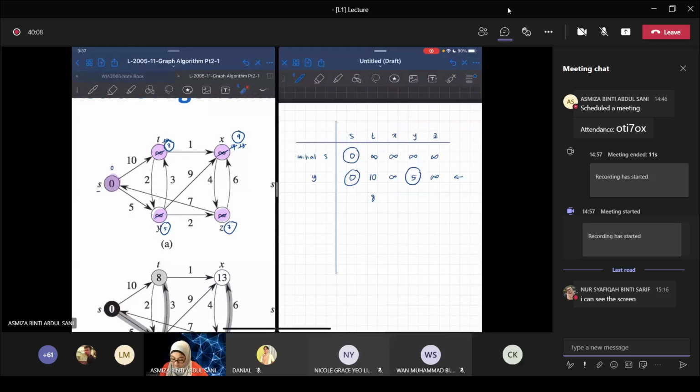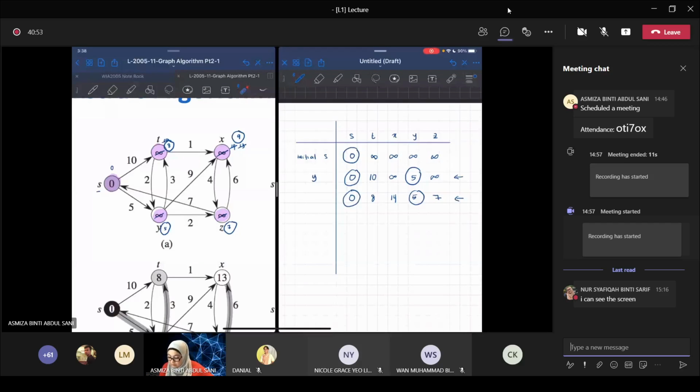All right, and then Y to X. We have 5, and 5 plus 9 is 14. Y to X at the moment is infinity, so we can update this table to 14. And then Y to Z, currently infinity. If you look here, there's another edge, and 5 plus 2 is 7. We can update this table to 7. And the rest we just copy back. Then we make sure we keep track of the processed nodes, so we circle it.